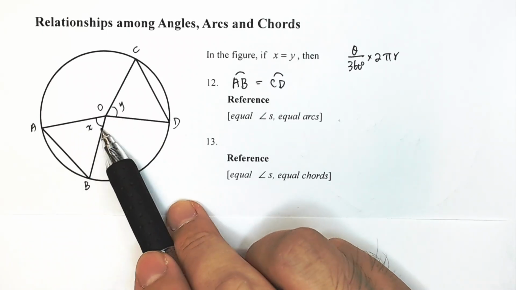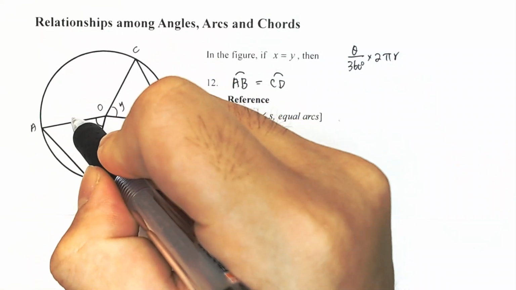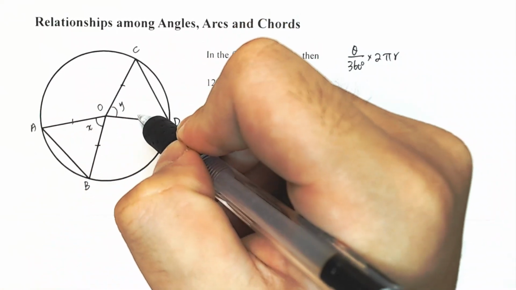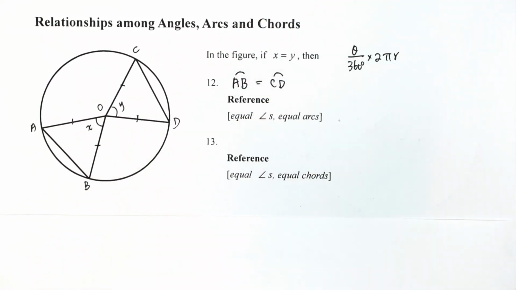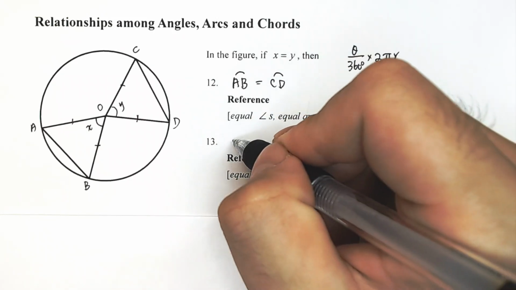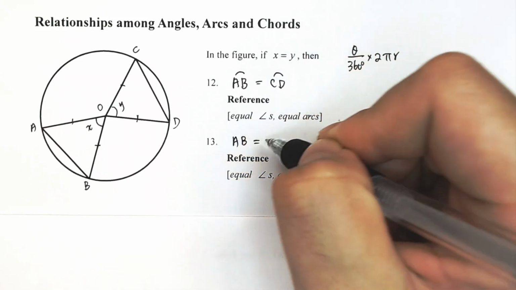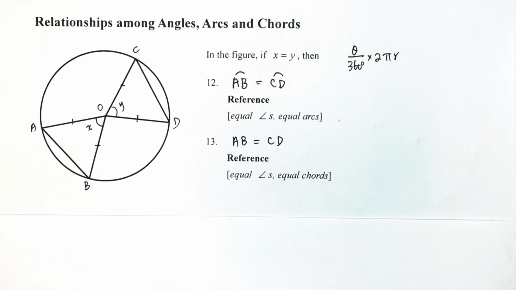And since these two angles are equal, together with the radii, we can conclude that triangle OAB is congruent to triangle OCD. Then the chord lengths AB and CD are equal, based on corresponding sides of congruent triangles. If you want to use this, you need to quote the reference: equal angles, equal chords.